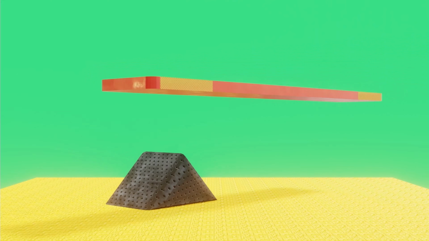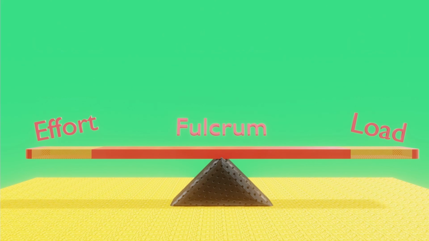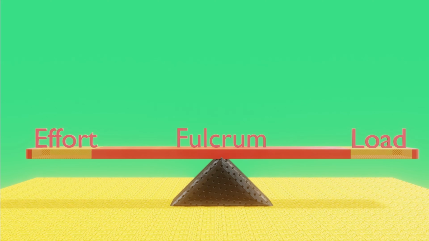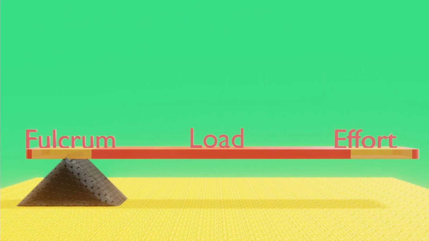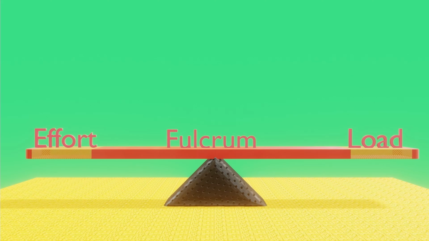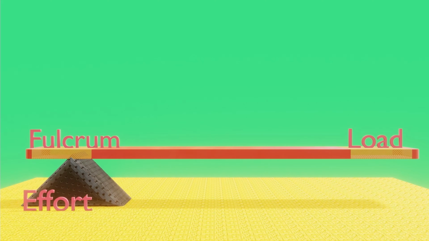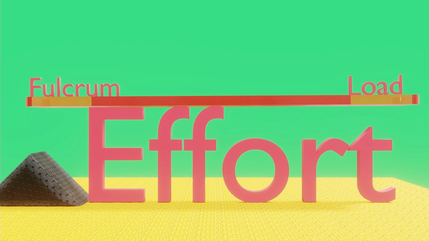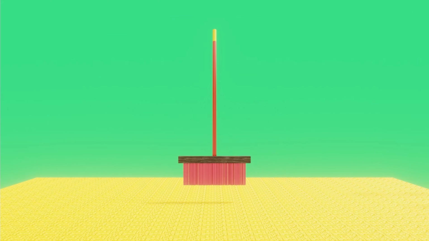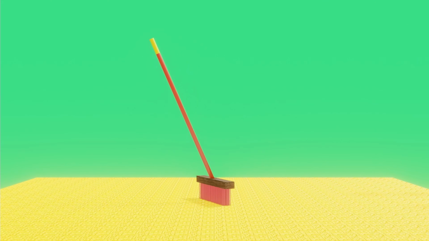The final classification of levers are the third-class levers. And based on the other two, can you guess why these are different? If you guess that in the third-class levers the effort is between the fulcrum and load, you would be correct. A broom is an example of a third-class lever.